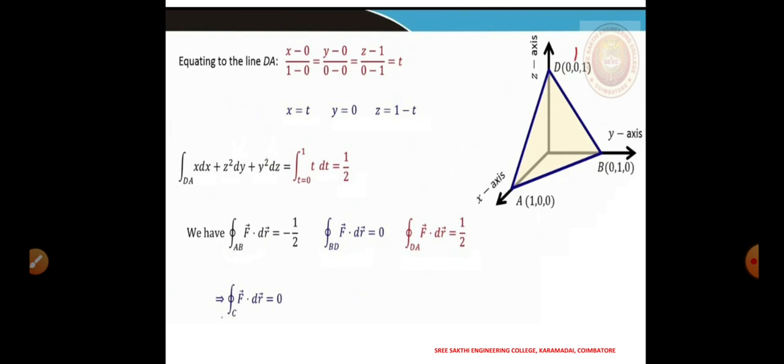Also, along AB the value was minus 1 by 2, and then the third line we will consider as the DA line.